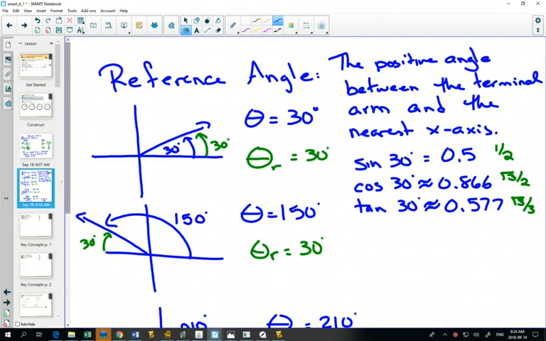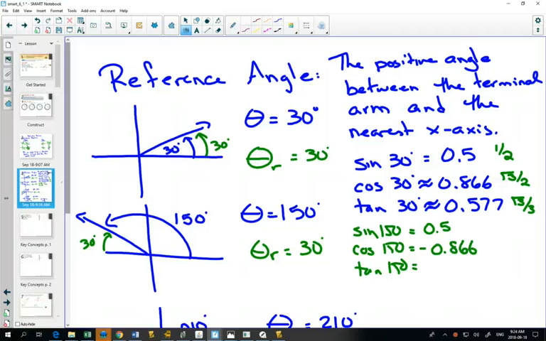The main thing we were looking at here is why do we learn reference angles? Well, we learn reference angles because if I go to these angles in quadrant 2, and do sine of 150, cos of 150, and tan of 150 on my calculator, something interesting happens. Sine of 150 also is 0.5. Cos of 150 also is 0.866, but now there's a negative sign in front. And tan of 150 is negative 0.577. So you're like, that's interesting.